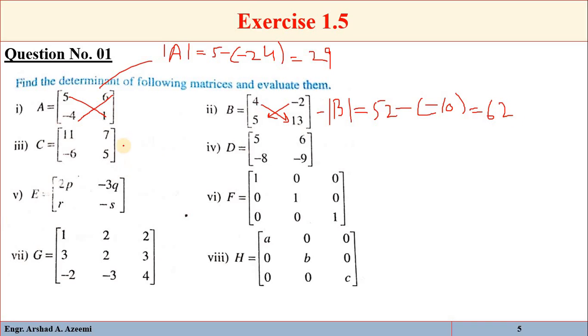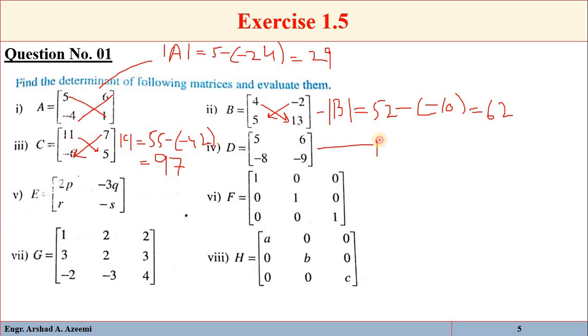Okay, the determinant of the matrix C will be equal to the product of the main diagonal elements, so 11 multiplied by 5, it will be 55, minus the product of the secondary diagonal elements, 7 multiplied by minus 6, so it is minus 42. Now 55 minus minus 42 will be 97. So it is the determinant of matrix C.